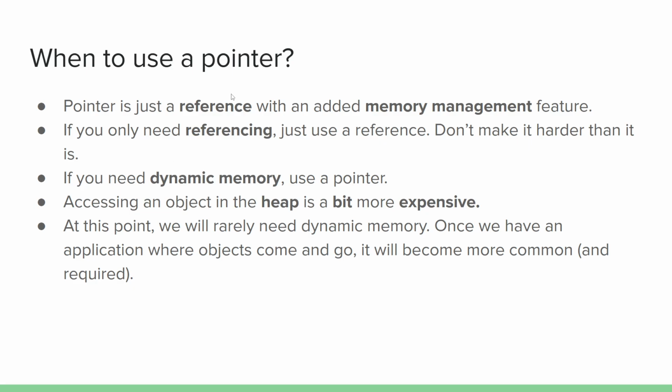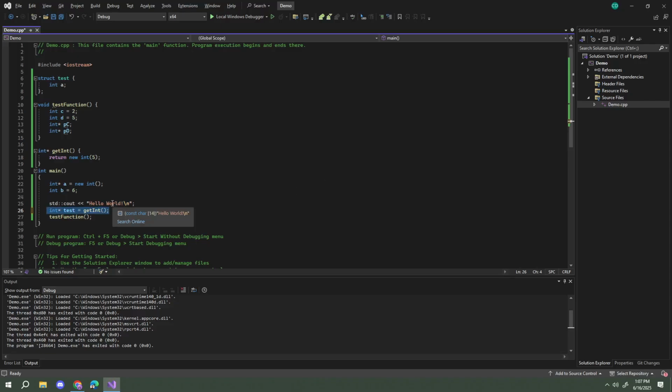So when to use a pointer? A pointer is just a reference with an added memory management feature. So if you only need referencing, just use a reference. What does this mean? Now, if you simply need to, let's say, get a value, or you need to update a value, if you can simply do it with a reference, then go ahead and do reference.